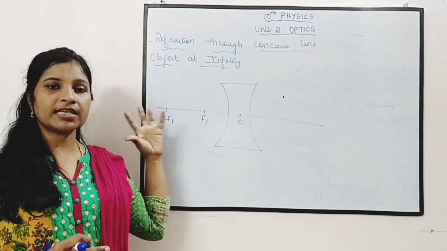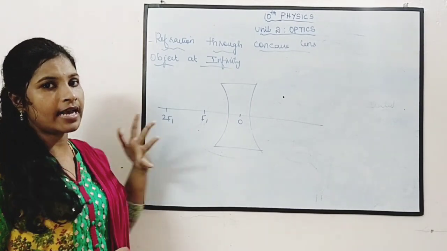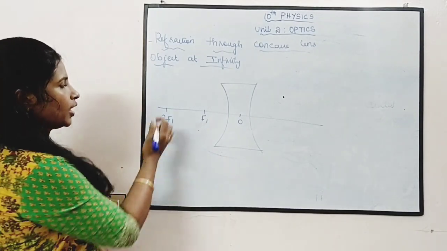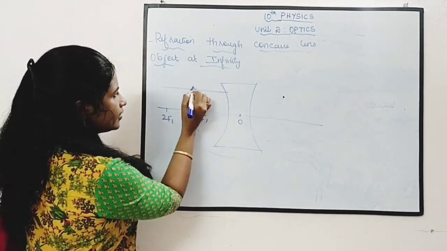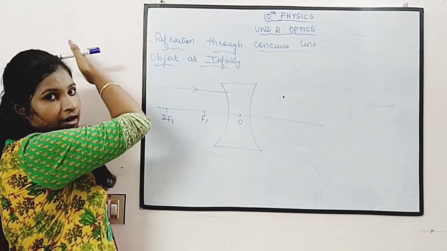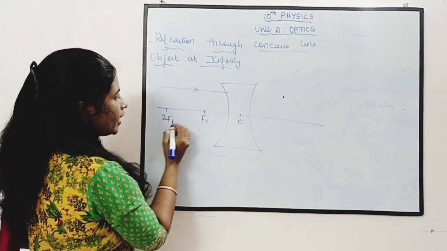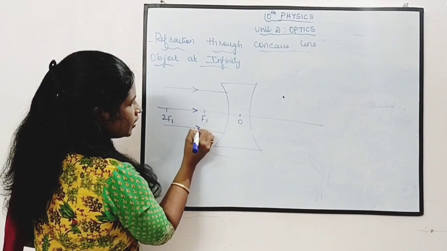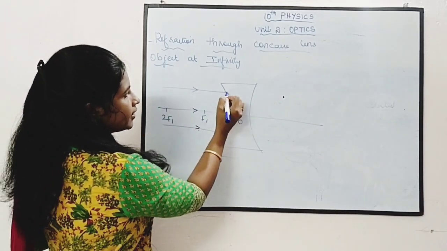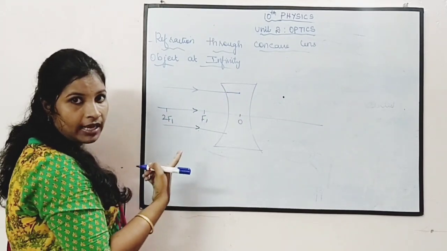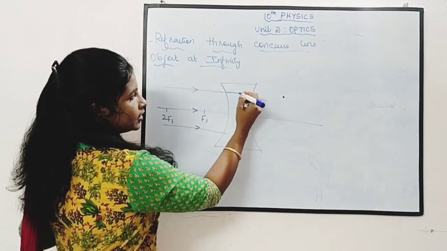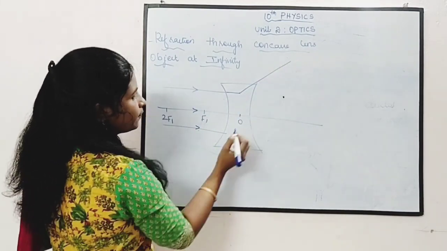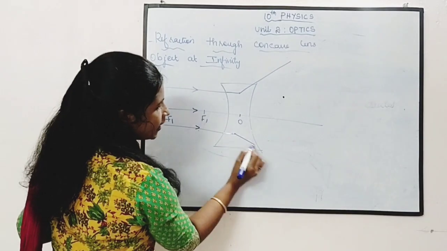We know that when we place the object at an infinite distance, the rays coming will be parallel. So consider this is the light ray coming from the object at infinite distance. This is the light ray coming from the object. Let us take this. So after getting here, what happens in case of concave lens? Yes, it gets diverged. When it comes here, it gets diverged.